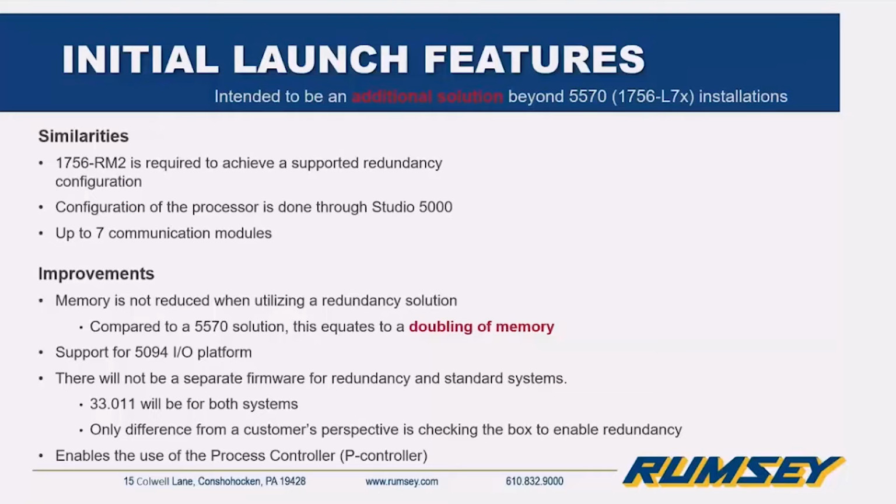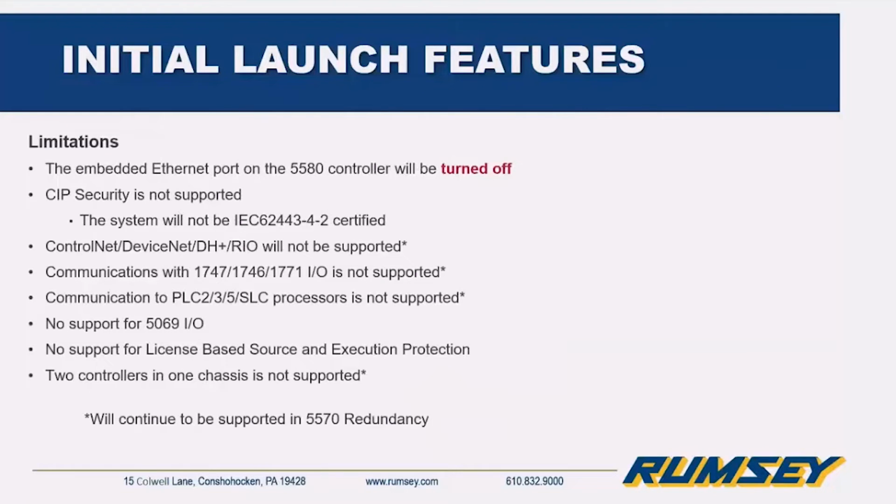Another big feature is that the process controller we just talked about will be included in this redundancy release. So you can use the process controllers in a redundant system, same as the standard controllers. A couple of limitations they put in to keep this compatible in the initial release: the embedded Ethernet port is turned off at this point. So everything will be through additional EN2Ts, the same way we do it now. SIP security won't be in there. So again, this is the initial release, with some new features, and some of the legacy communication and other things we could do now.